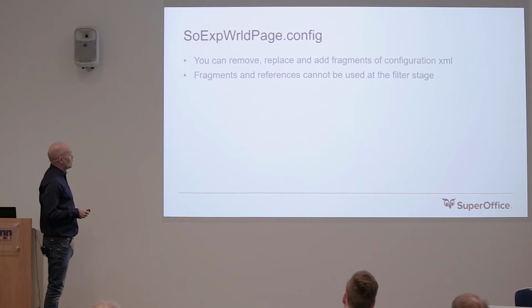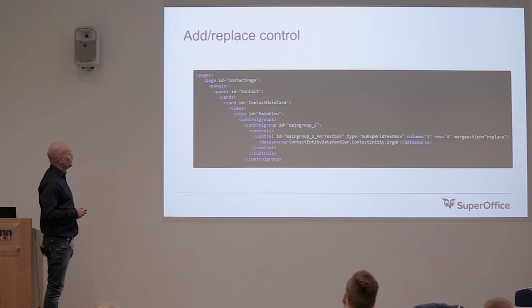That is the fragments we already talked about. And here is another example of replacing a control. And there you see again the ID structure. This is expecting the ID structure on the original config to be like this.